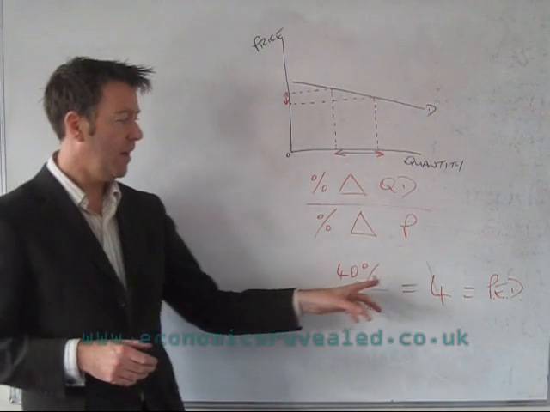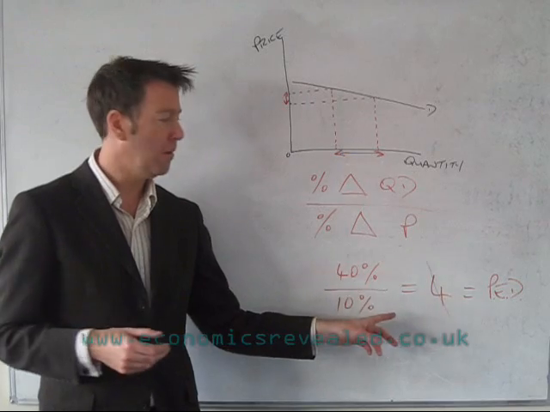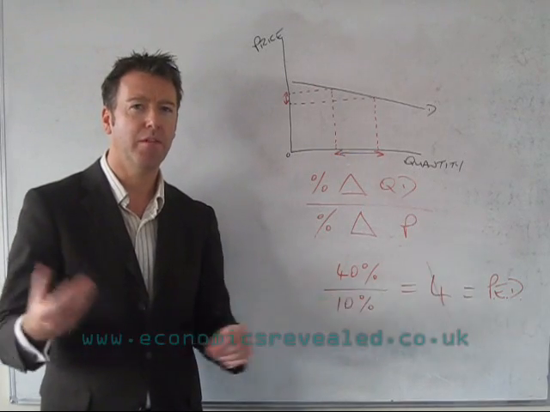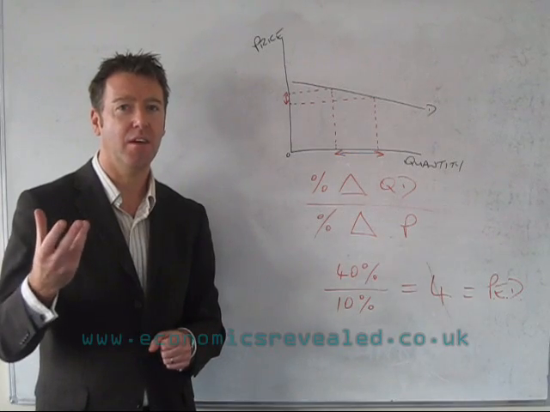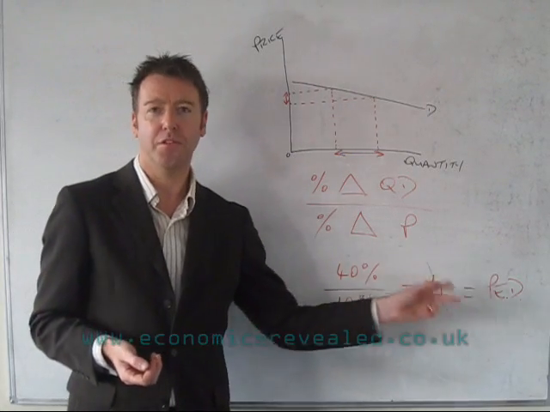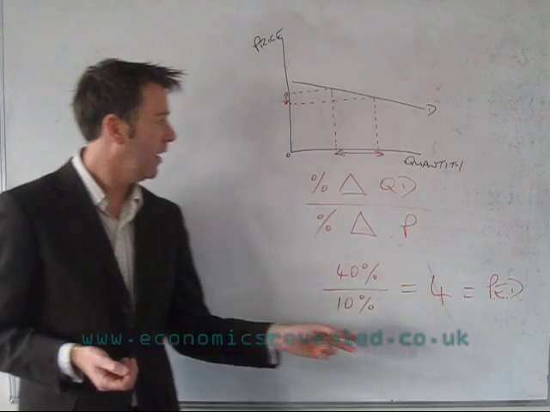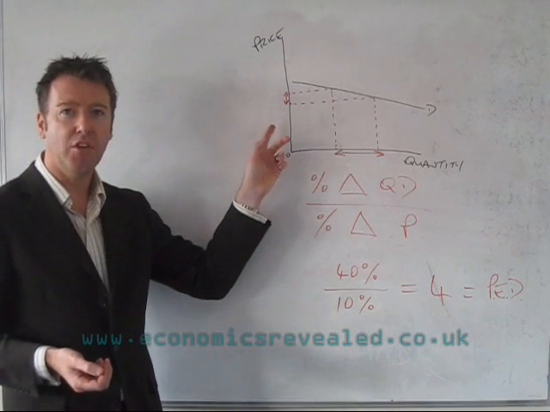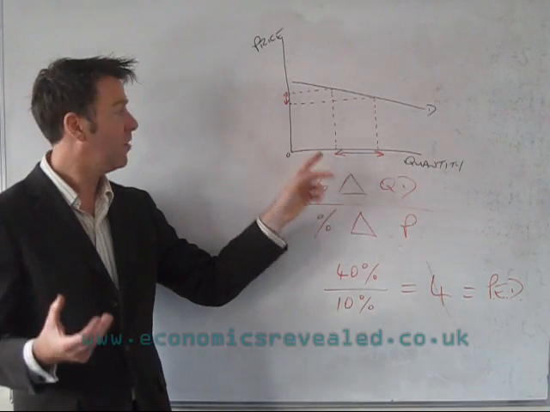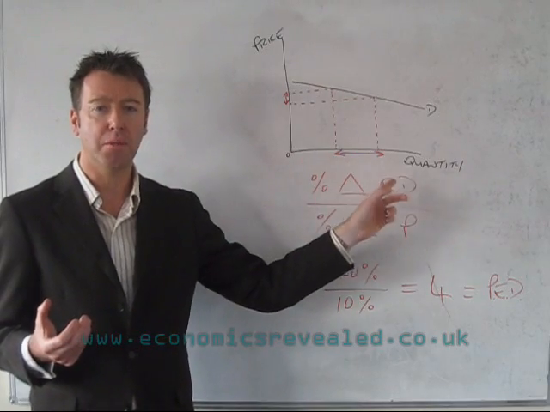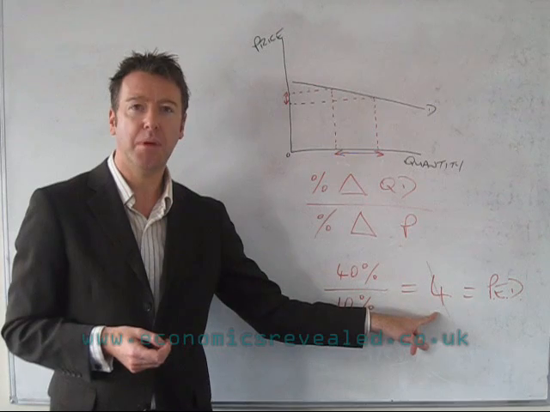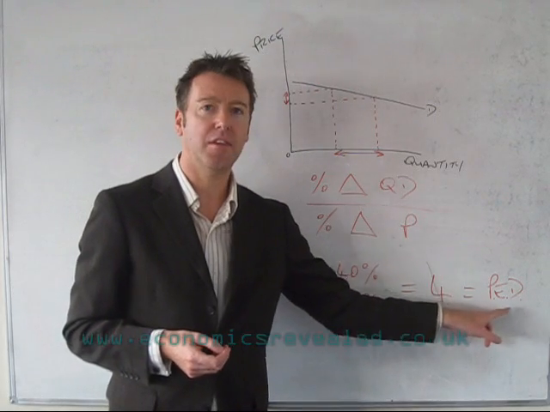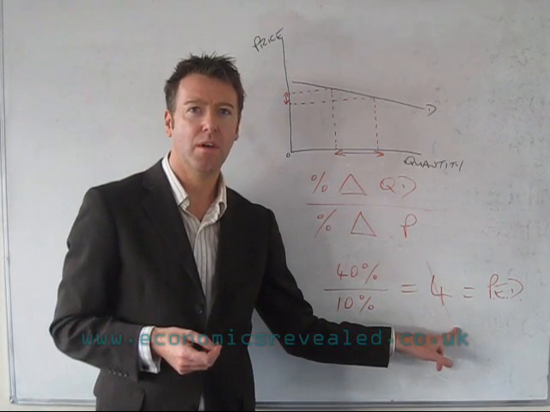Now, technically, the very clever amongst you might think that should be a minus figure, but convention dictates that we tend to do price elasticity of demand as a positive number. So in an example where you've got a 10% change in price, which leads to a 40% change in quantity demanded, you do 40 over 10, gives you a PED, price elasticity of demand, of 4.